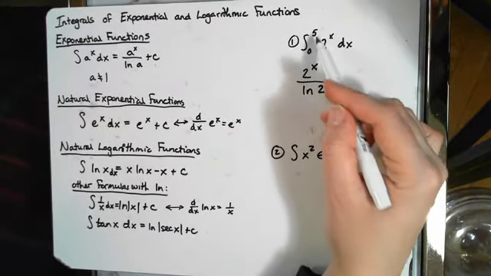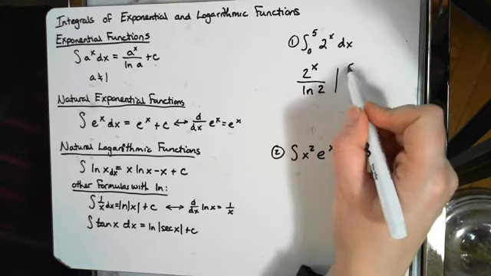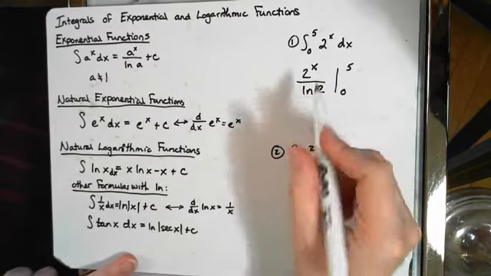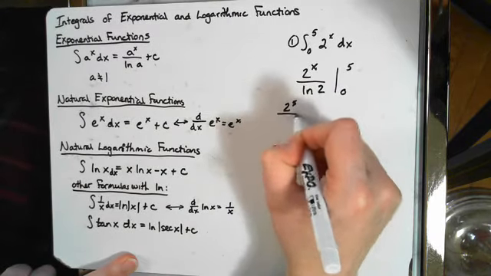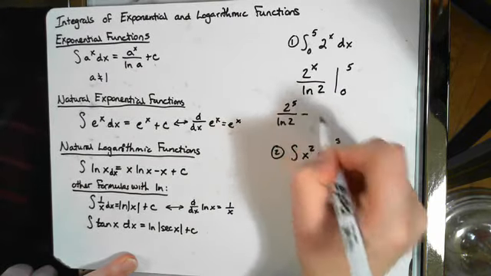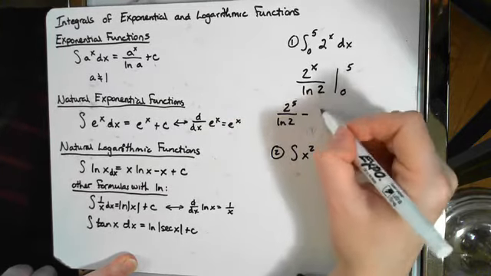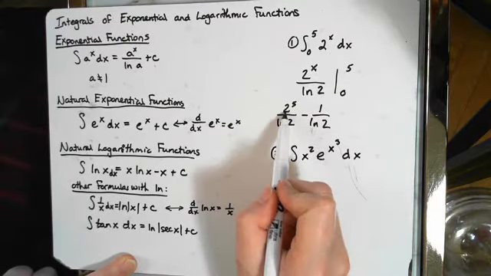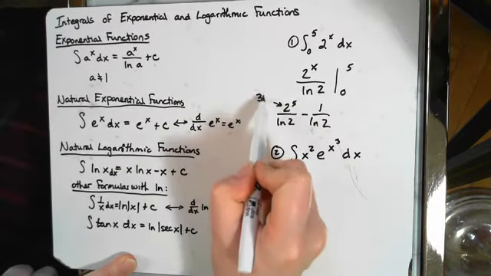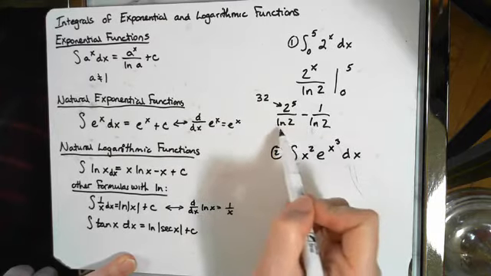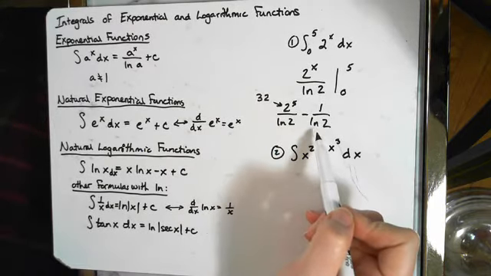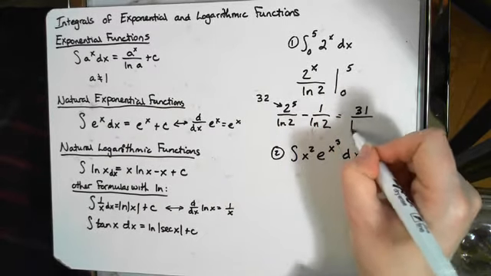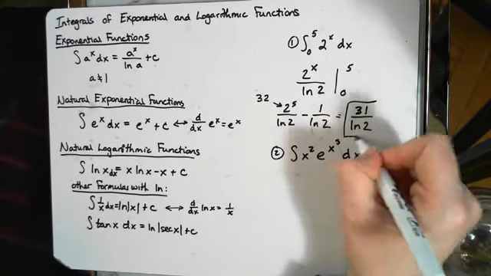Okay, now this is a definite integral, so I have to evaluate it from 5 to 0. So what this turns into is 2 to the 5th power over the natural log of 2 minus 2 to the 0 power, or 1, divided by the natural log of 2. 2 to the 5th power is 32. So when I subtract these, now notice they have common denominators, so I am allowed to subtract. I get 31 over the natural log of 2. And that is my answer.